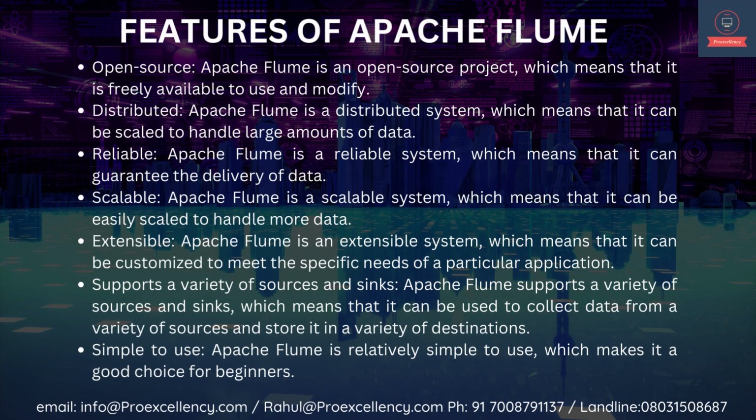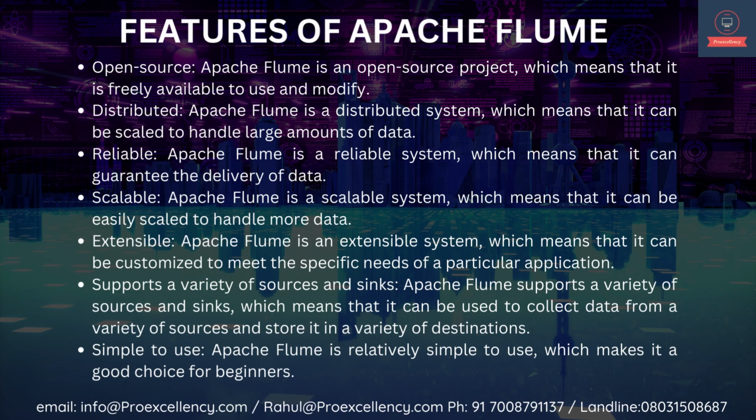Features of Apache Flume. Open source. Apache Flume is an open source project, which means that it is freely available to use and modify. Distributed. Apache Flume is a distributed system, which means that it can be scaled to handle large amounts of data. Reliable. Apache Flume is a reliable system, which means that it can guarantee the delivery of data. Scalable. Apache Flume is a scalable system, which means that it can be easily scaled to handle more data.